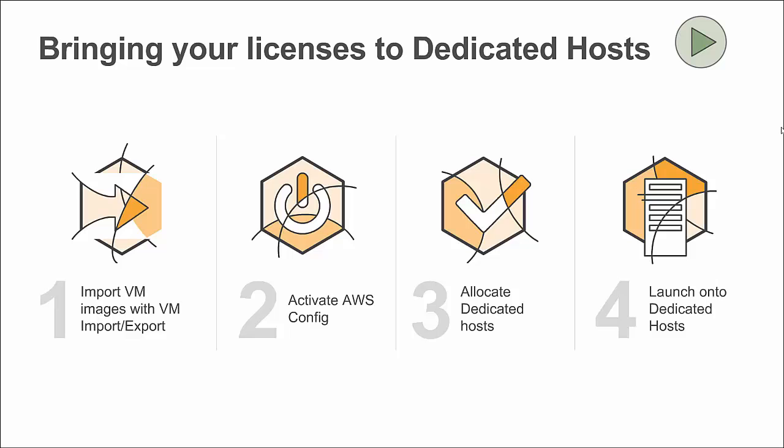So it's kind of a multi-step process on how to do this. First, you import your VM images using our VM import-export tool from your on-premises environment. Secondly, you can activate the AWS Config service. You allocate the dedicated hosts in the console through AWS, deploy a new EC2 instance, and then you launch that instance onto the dedicated host.